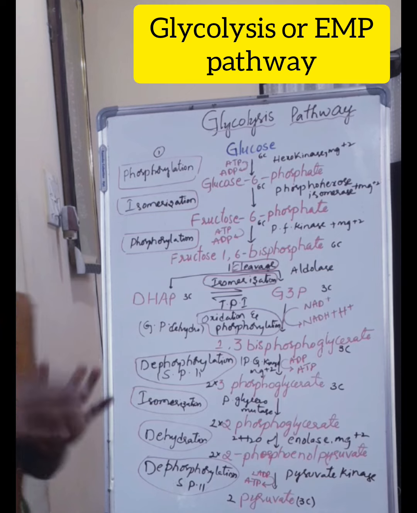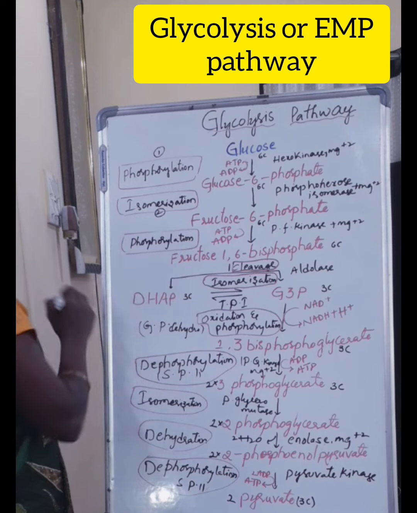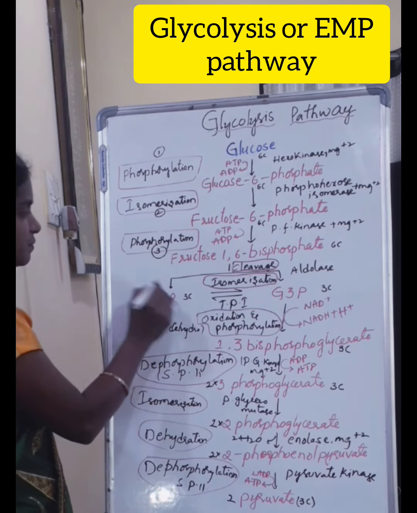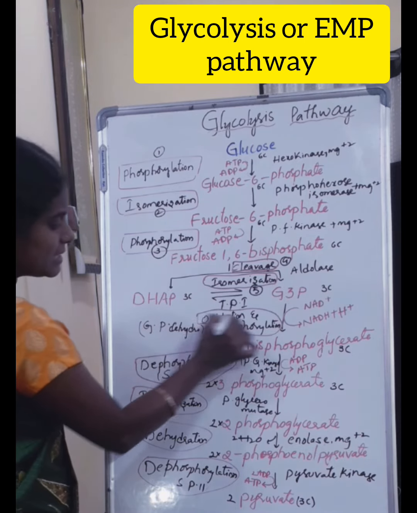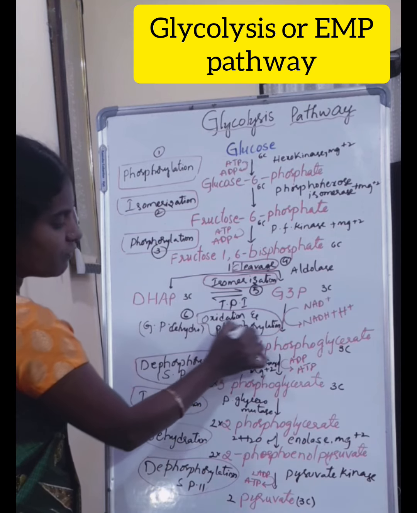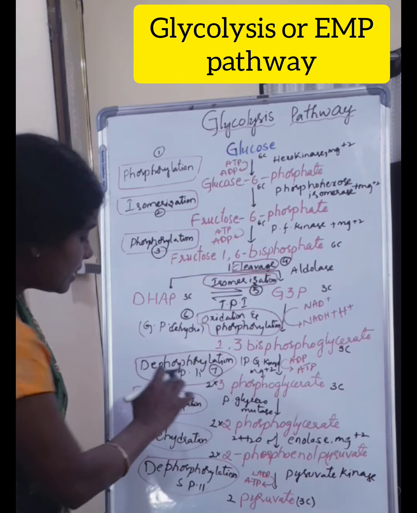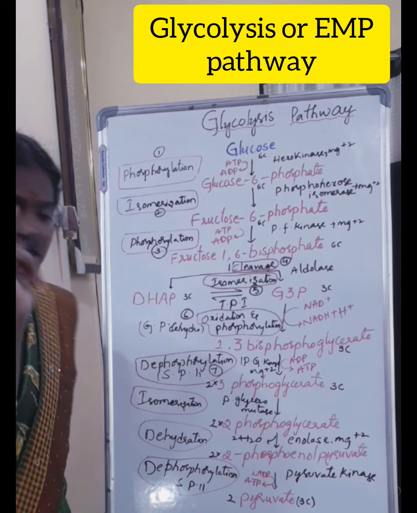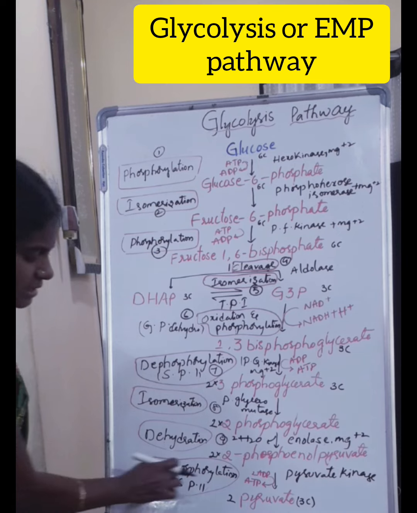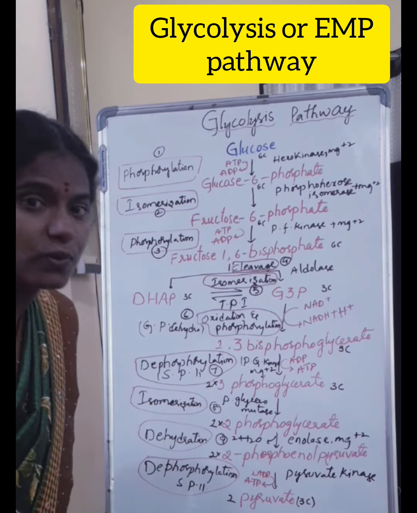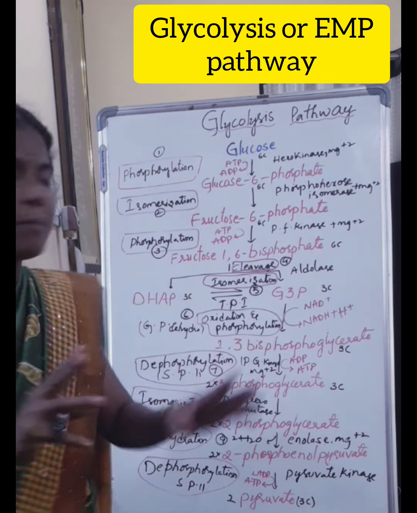Okay students, once again I am repeating the steps. First is phosphorylation, second is isomerization, third is phosphorylation, fourth is cleavage, fifth is isomerization, sixth is oxidation and phosphorylation, seventh is dephosphorylation or substrate level phosphorylation 1, eighth is isomerization, ninth is dehydration, and tenth is dephosphorylation or substrate level phosphorylation 2. You should remember these steps and enzymes first, students.